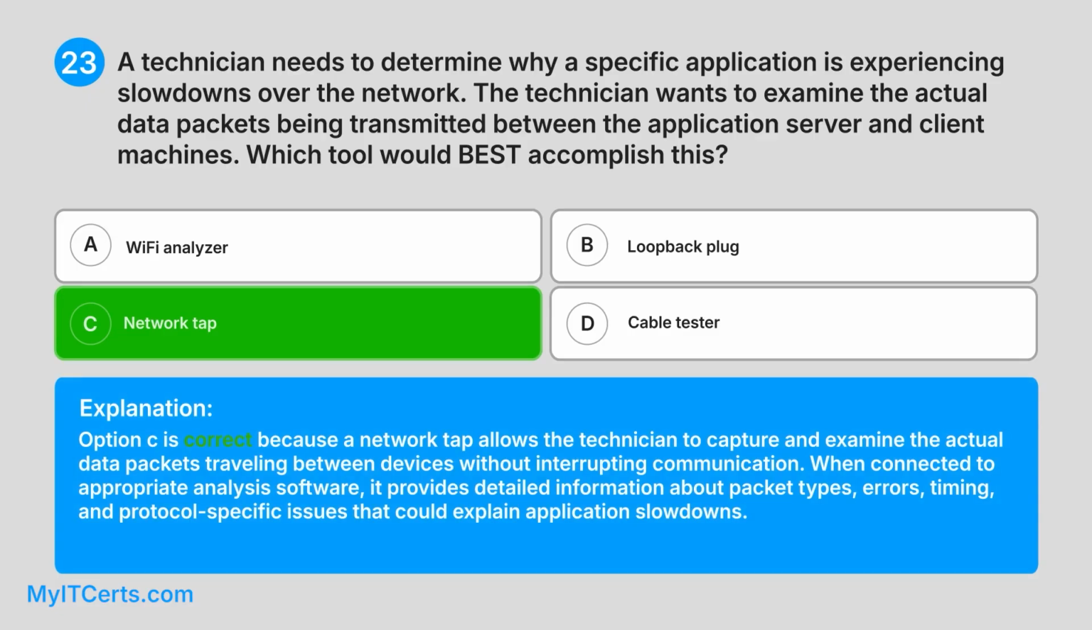Explanation. Option C is correct because a network tap allows the technician to capture and examine the actual data packets traveling between devices without interrupting communication. When connected to appropriate analysis software, it provides detailed information about packet types, errors, timing, and protocol-specific issues that could explain application slowdowns.